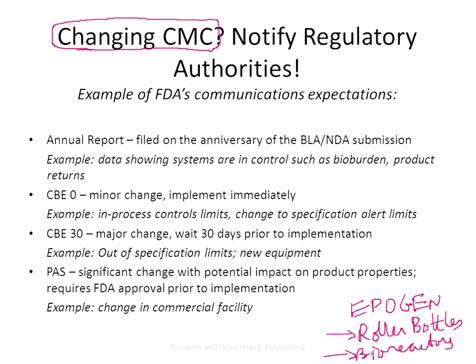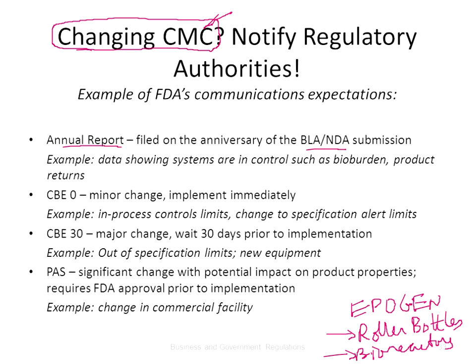Another example is we used to manufacture the product in Thousand Oaks, and now it is being manufactured in Puerto Rico. Well, we have a new facility and new equipment, so we better notify the authorities, right? So anytime you make a change to any part of the CMC, you need to notify the authorities. Now, how do you notify the authorities? Well, there are many ways to do that. Okay, so first is annual report. You should submit an annual report to your BLA and NDA, right?